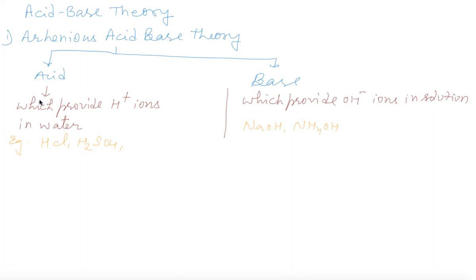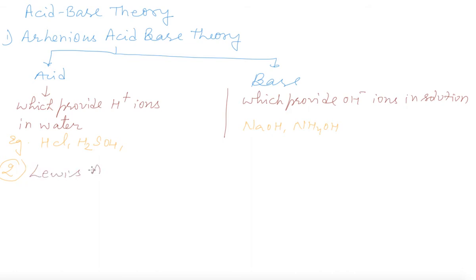Acids are those which provide hydrogen ions in water, like HCl, H2SO4, and bases are those which provide OH negative ions in the solution, like NaOH, NH4OH, and the rest are all exceptions to this, whether acid or base. They dissolve in the water and give H plus and OH negative. There are three theories. The second theory is Lewis acid base theory.